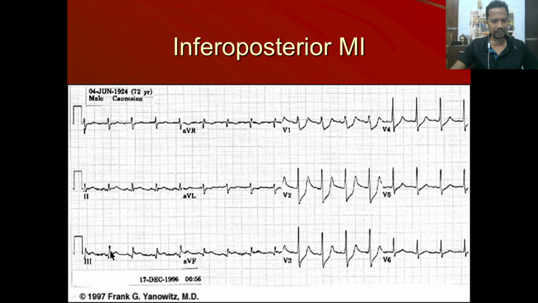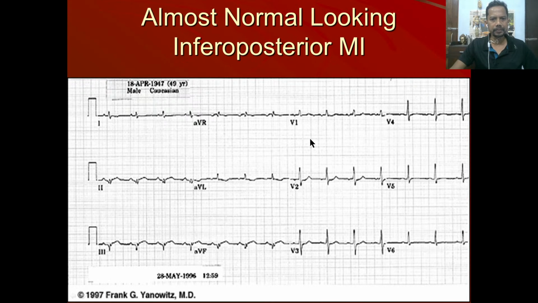And in III there is elevation, and there is an R wave; put it in front of a mirror and it will become a Q wave. Then this is a normal looking ECG, but this is an inferior posterior MI elevation. Merging of ST-T elevation, and it's above the ST isoelectric line.